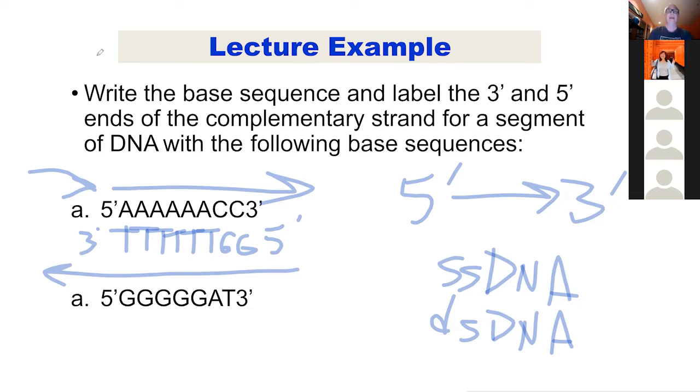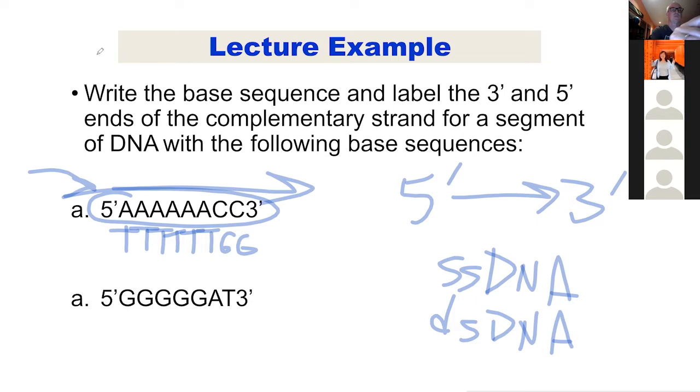Because when we make a copy of this strand up here, we always make the DNA and read the DNA in the 5' to 3' direction. So when we're making the copy, we go in this direction, and we start with the 5' and we go to the 3'.